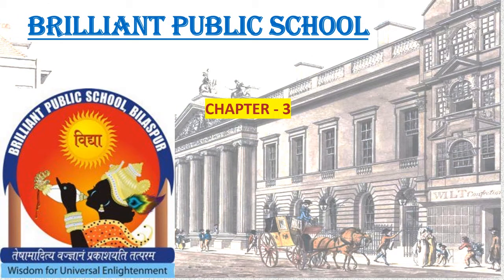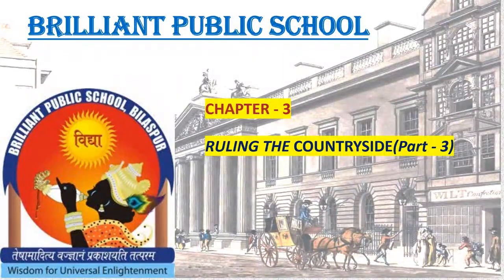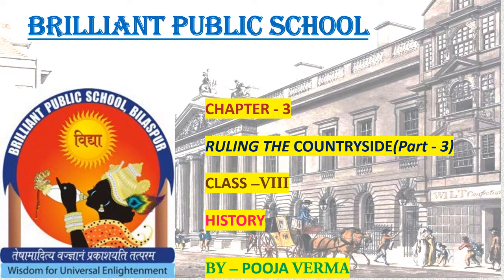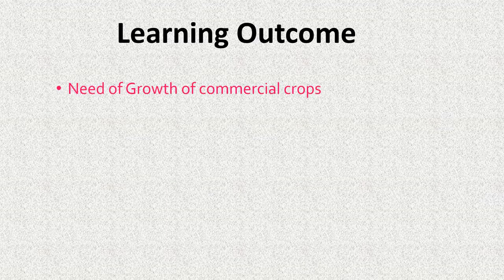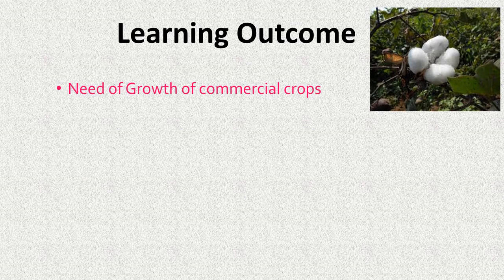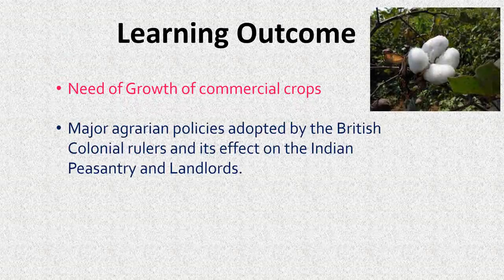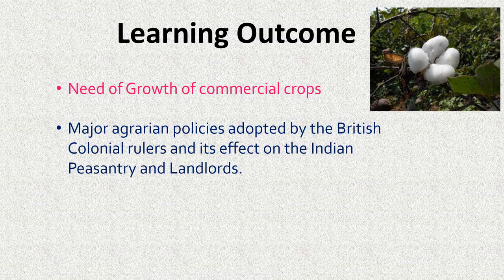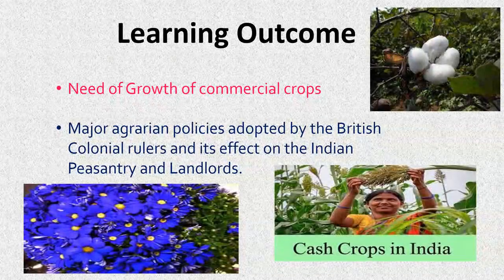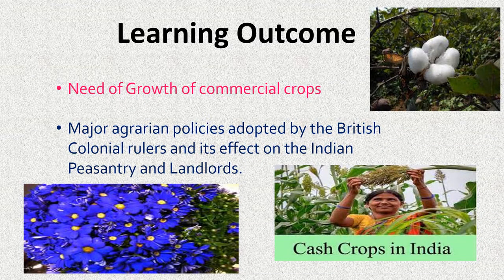Today we are going to continue with chapter number 3, Ruling the Countryside, part 3 of class 8 Social Science History. In this part, we are going to learn all about the need of growth of commercial crop. The question arises, how did the company try to produce crops of European requirement in India? We will get the answer to this question and major agrarian policies that were being adopted by the British colonial rulers and its effect on the Indian peasantry and landlords.